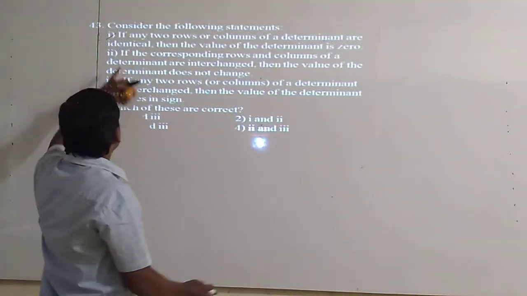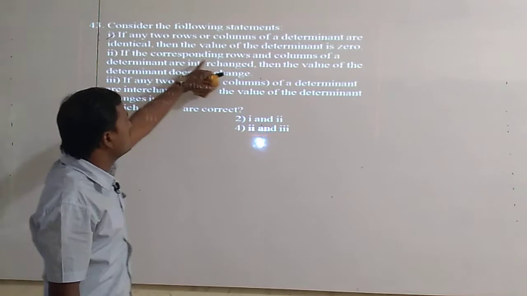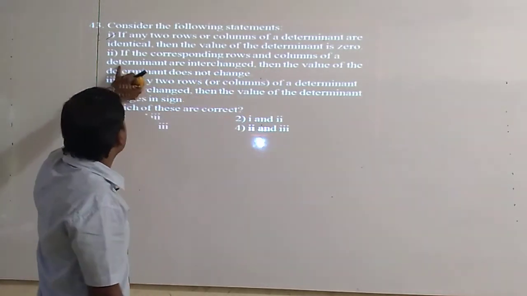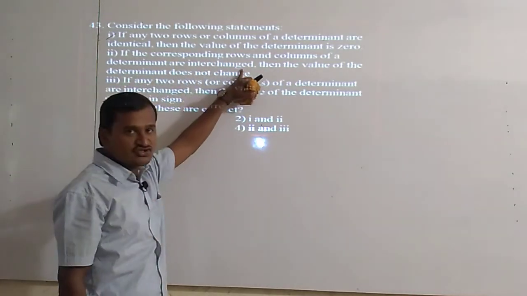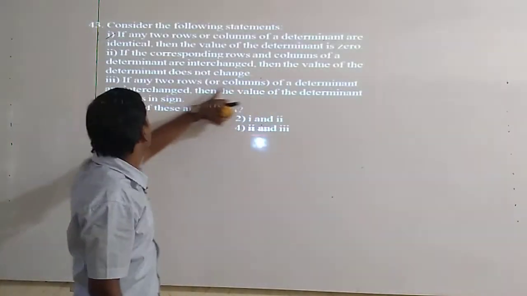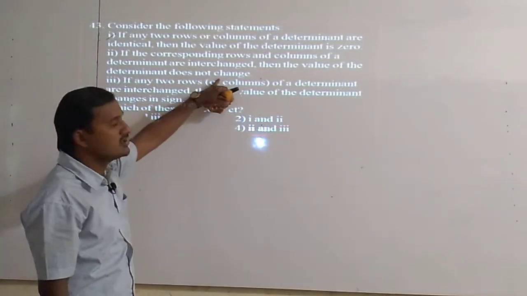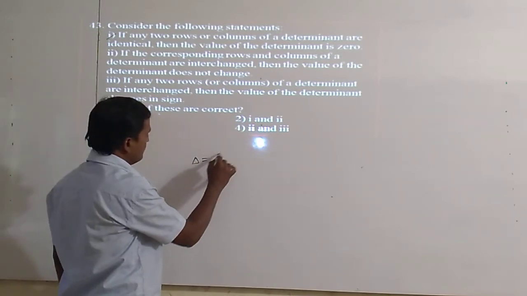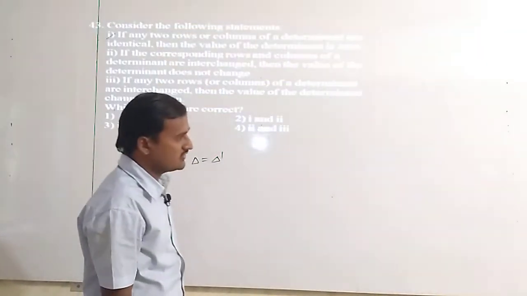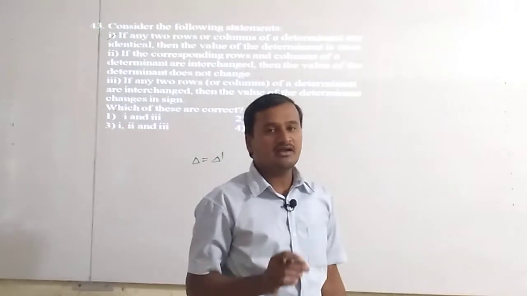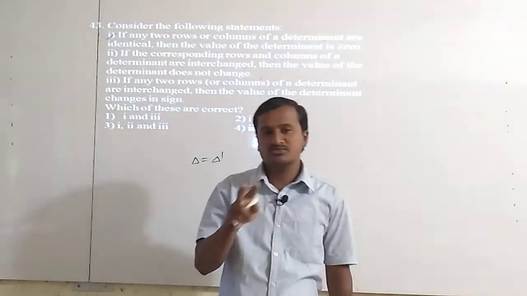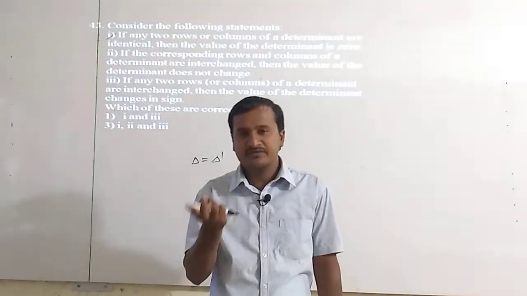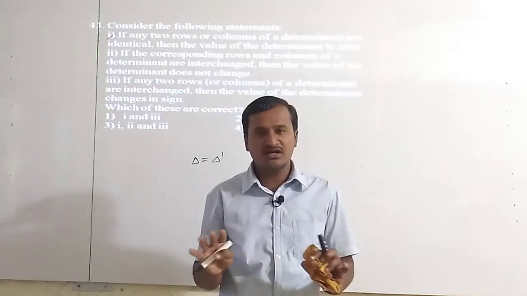Okay. Next, the second one. If the corresponding rows and columns of a determinant are interchanged, then the value of the determinant does not change. So that is the first property, that is delta equal to delta dash. Suppose you take a determinant, and all the rows and columns are interchanged, then the value of the determinant remains unchanged.